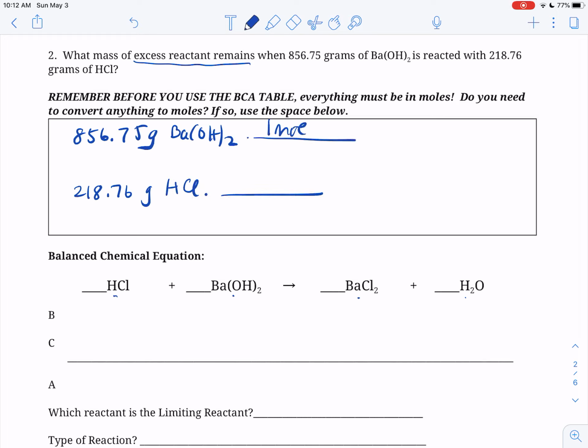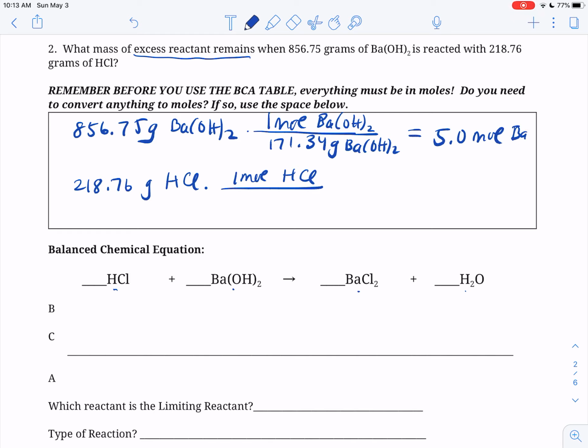Okay, so now I need to use the molar mass so I can put these into moles so that I can use the BCA table. All right, and I'm just going to go ahead and Google those molar masses. Again, as long as you can find it, that's fine. So molar mass of BaOH2, just make sure you get the right thing, is 171.34 grams in 1 mole. So that's going to give me, what's it going to give me? 856.75 divided by 171.34. It's going to give me 5.